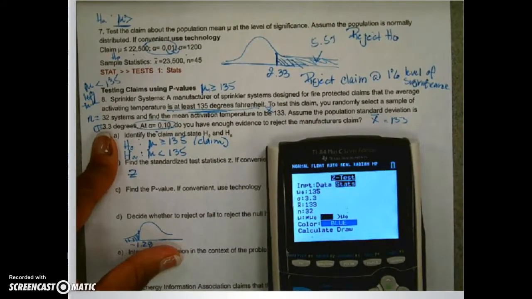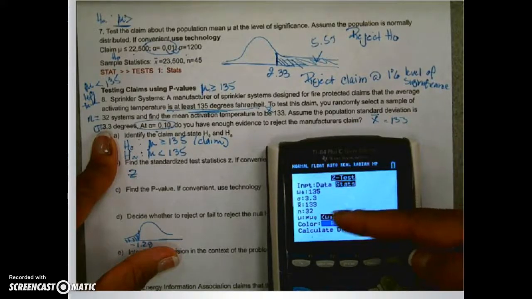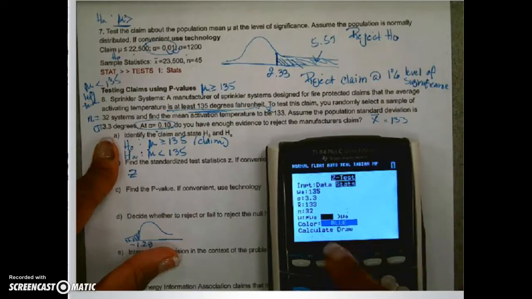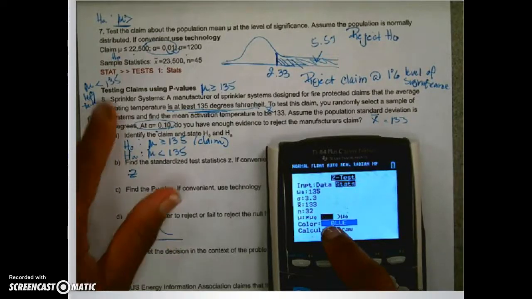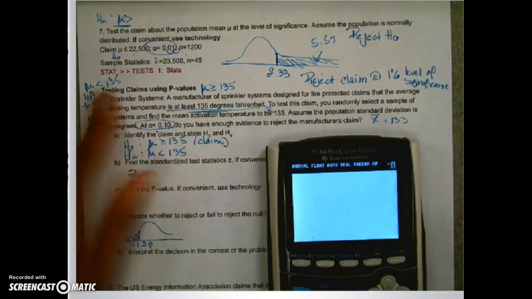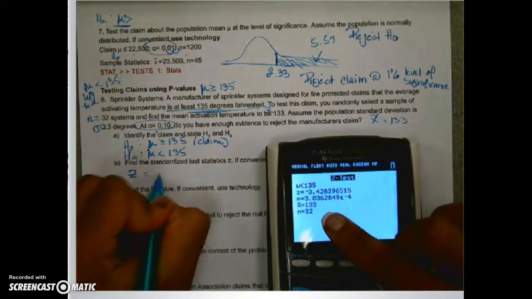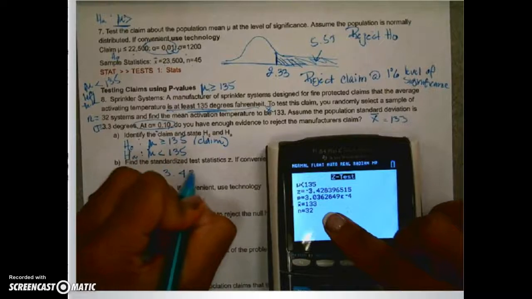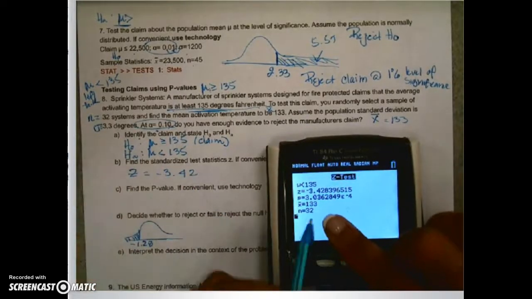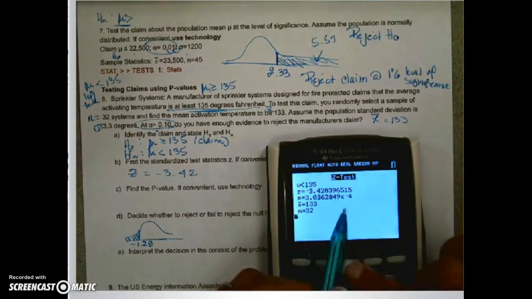Okay, so this is me in my calculator. The mean 135, standard deviation 3.3, sample mean was 133, my n was 32, and I'm hitting it to the left because the alternative hypothesis is less than. And then we'll calculate, and we find two things. Number one, my z-score is negative 3.42. The p-value is, now look at this please, it's 3.03 blah blah blah, e negative 4.